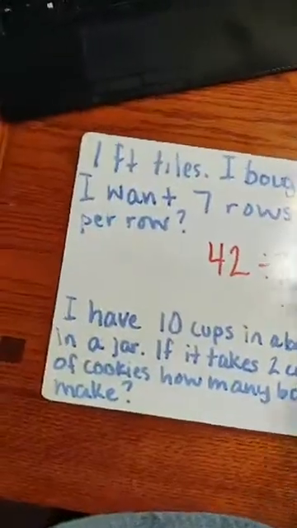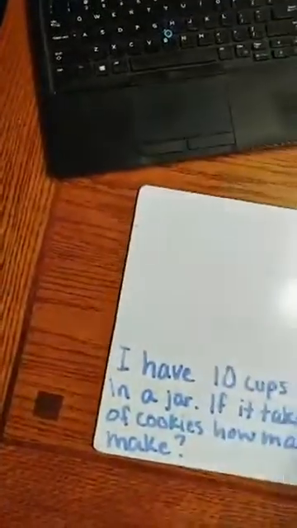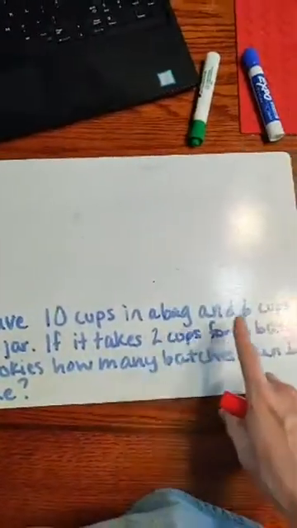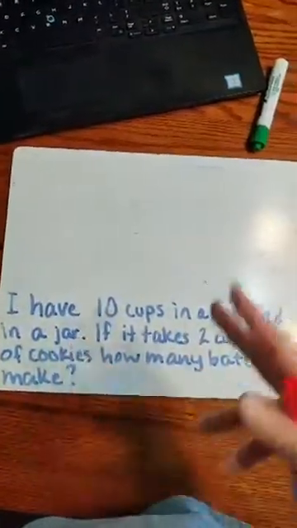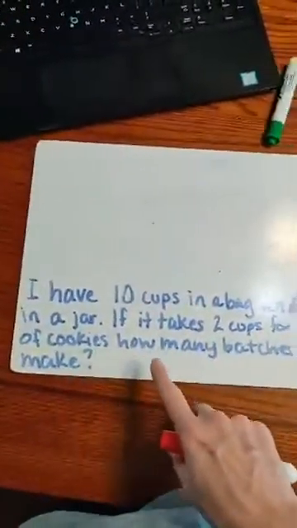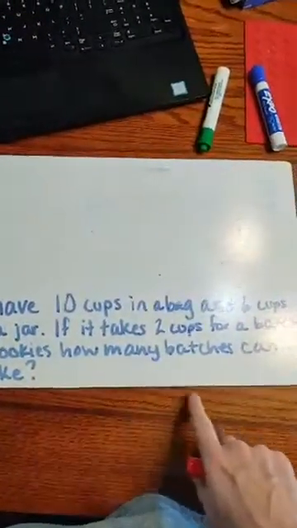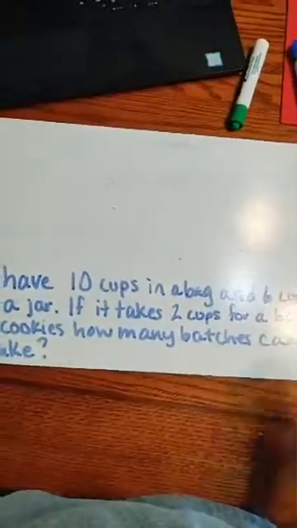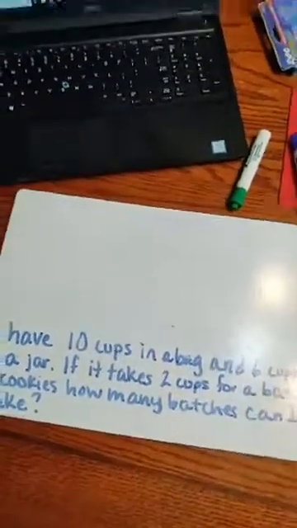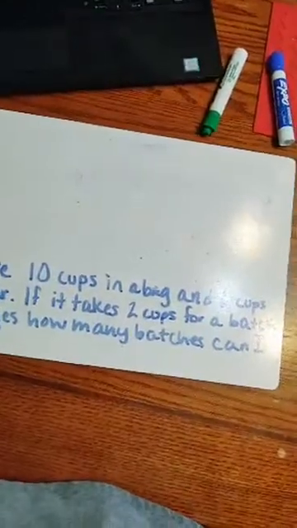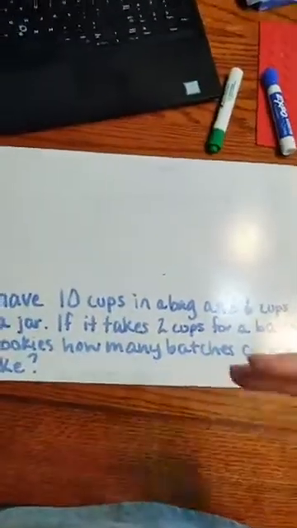Okay, so I've got one more problem. And this problem is a 2-step problem. Okay? So let's read it. I have 10 cups in a bag and 6 cups in a jar, and I'm talking about flour. If it takes 2 cups for a batch of cookies, how many batches of cookies can I make? Okay, do they give us the total number of flour we have? Well, kind of. They give us 2 numbers, don't they? Okay, so this is one of those 2-step equations.